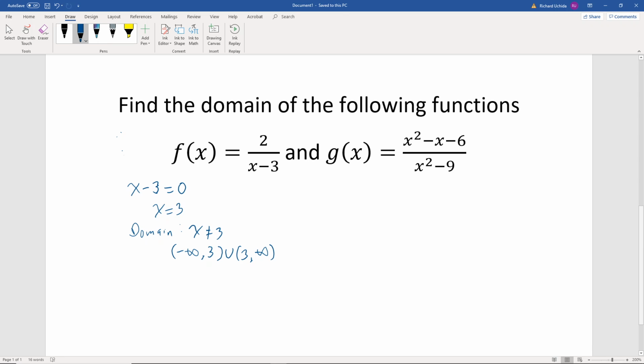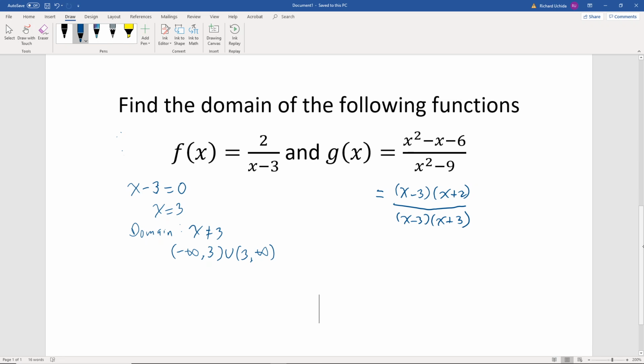Even though we only need to look at the denominator to find the domain, sometimes it's nice, just while we're at it, to factor our numerator as well. In this case, x squared minus x minus 6 would factor to x minus 3 times x plus 2, all of that over x squared minus 9. If you remember, that's a difference of two squares because that's x squared minus 3 squared. So that factors to x minus 3 times x plus 3.